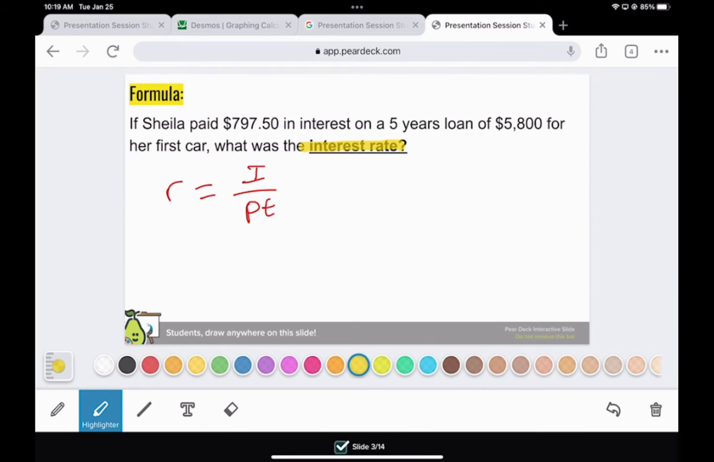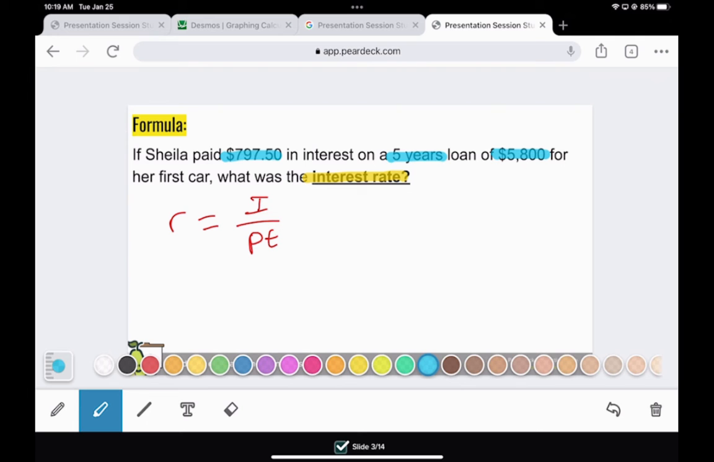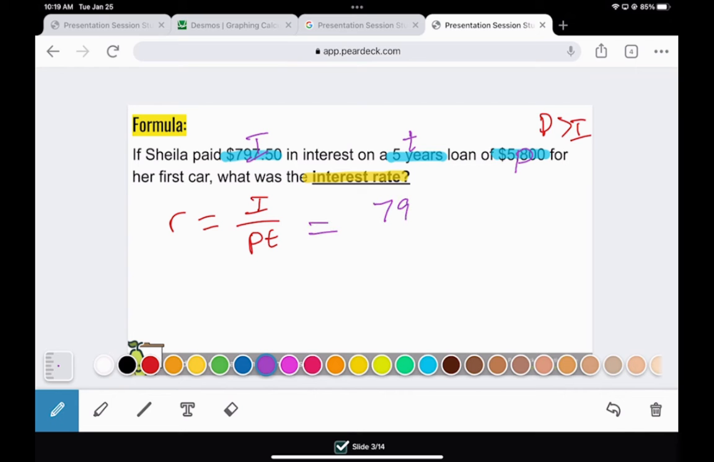So let's highlight a couple of things. I have 5 years, I have another one. But in here, you have two with dollar signs. And like I said, the P is the bigger value compared to I. So the 5,000 is bigger than the 797. So this is the principal. That is the I, and this is the T. Plug it in. 797.50 over 5,800 times 5.